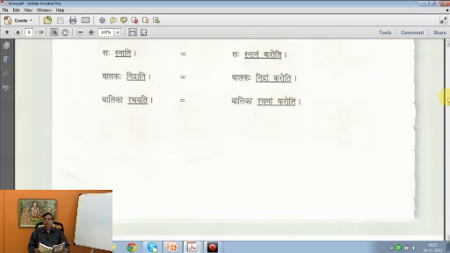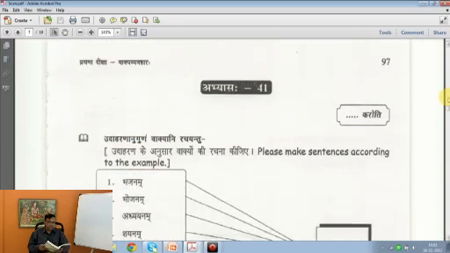So this way, any difficult verb can be converted into this form, taking the help of the verb karoti, and converting that verb into its noun form. You have several examples here. On the following page also we have some more exercises of this type.